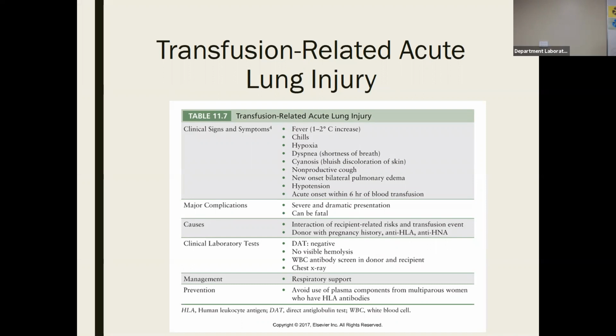So males, you guys are the perfect plasma donor. They will gladly take your plasma. Females, if you haven't had any pregnancies, they will gladly take your plasma as well. But if you're a female and have had previous, especially multiple pregnancies, they will not let you donate just plasma, because that's where those HLA antibodies are circulating.